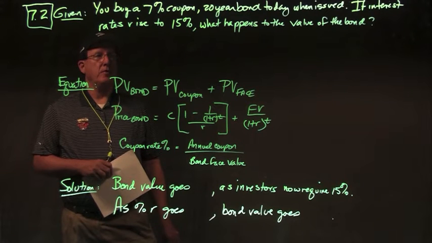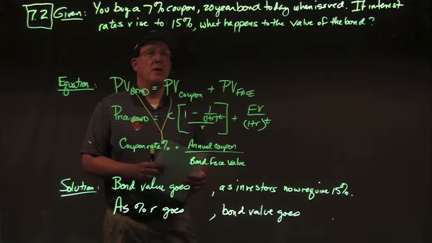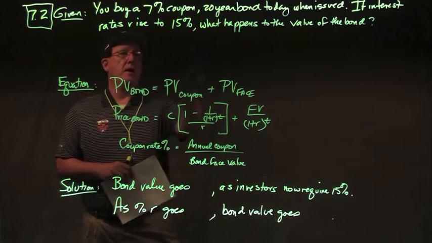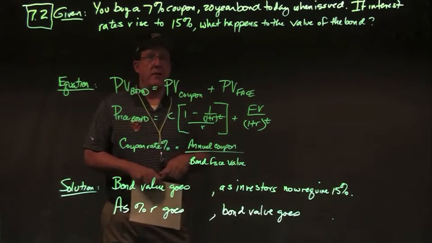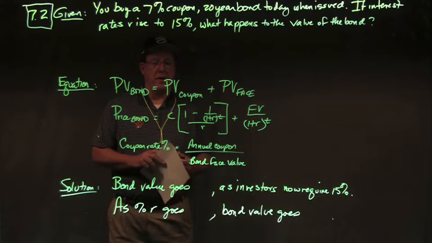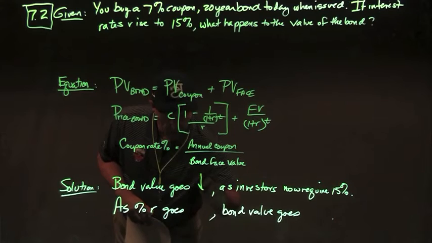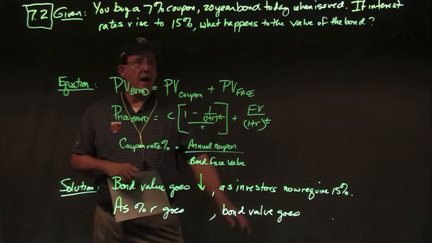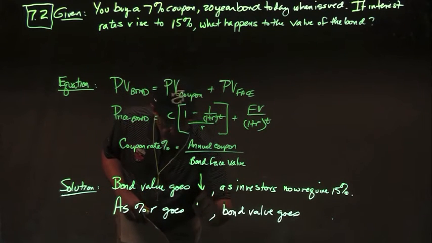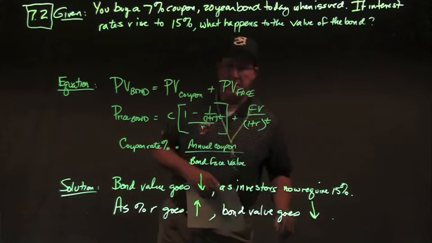So you have a 7% coupon 20-year bond that you're holding, so that one is paying $70 in coupon. All of a sudden, interest rates go up. All of the bonds in the market are now requiring 15%, or a $150 coupon. What happens to the value of your bond? Well, the bond value goes down. As investors now require 15%, interest rates go up, required returns go up, and bond values go down. It's simply in the mathematics.